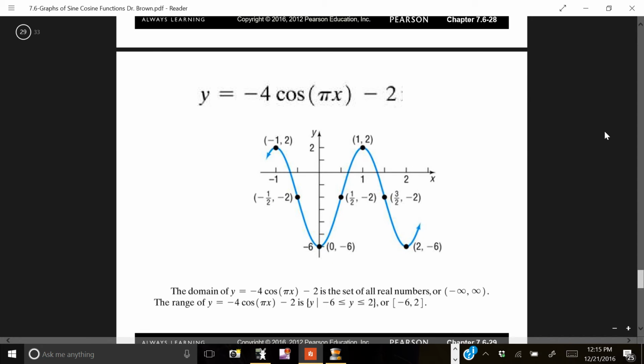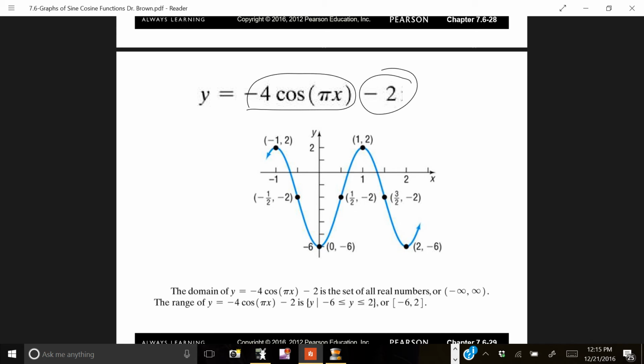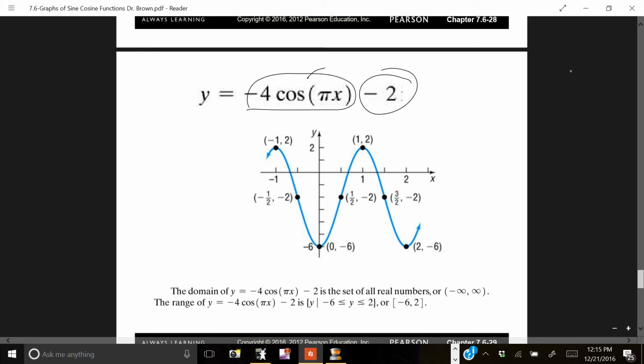Now you can have variations of what we've already looked at. Let's look at this one. This has a sinusoidal function that's offset by minus 2. So just looking at the first part, it's going to go plus or minus 4. Subtracting minus 2 means it's going to go from minus 6 to 2.